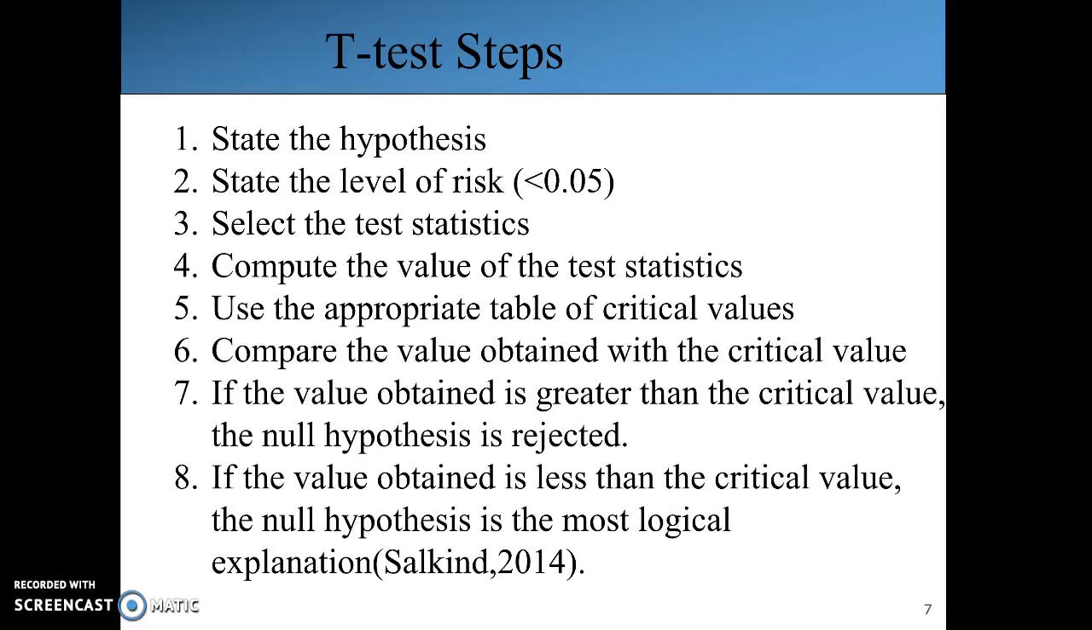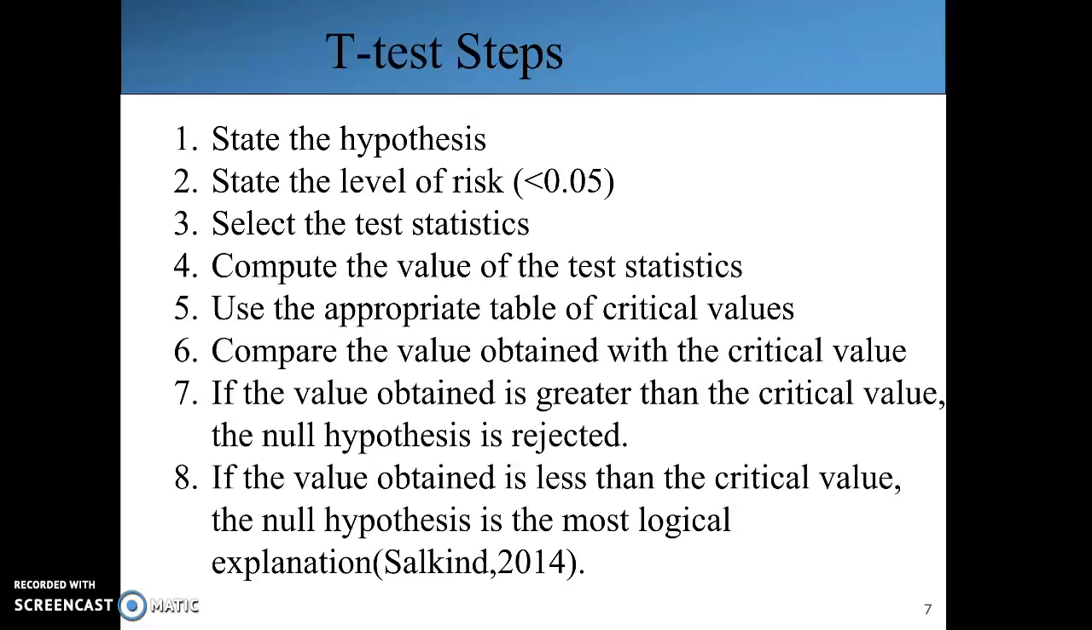Here are the t-test steps. First, we have to state the hypothesis. The null hypothesis states that there is no difference between the means. Second, we have to state the level of risk. This refers to the level of significance or error associated with the null hypothesis. Third, we have to select the test to be used, in this case, the t-test. Fourth, compute the value of the test statistic, which is also called the obtained value, using the appropriate formula.